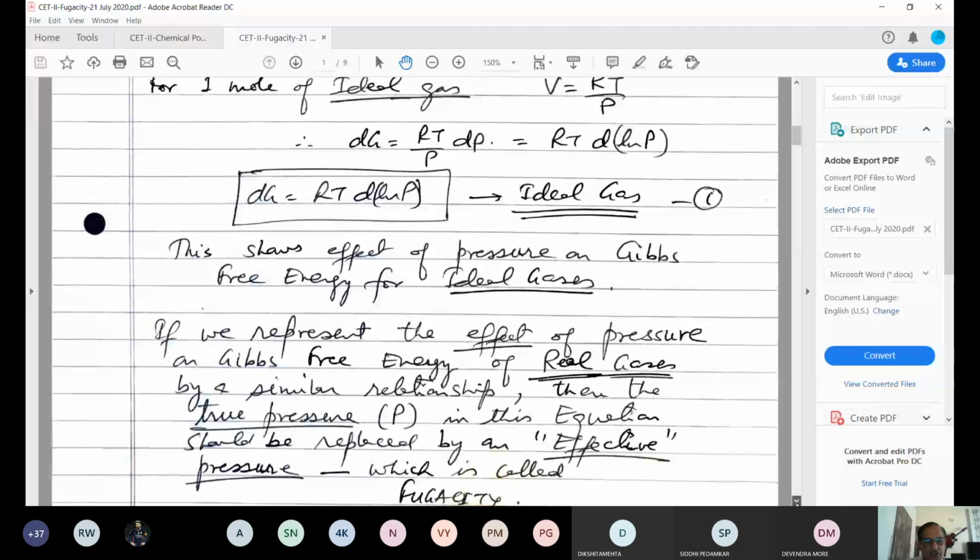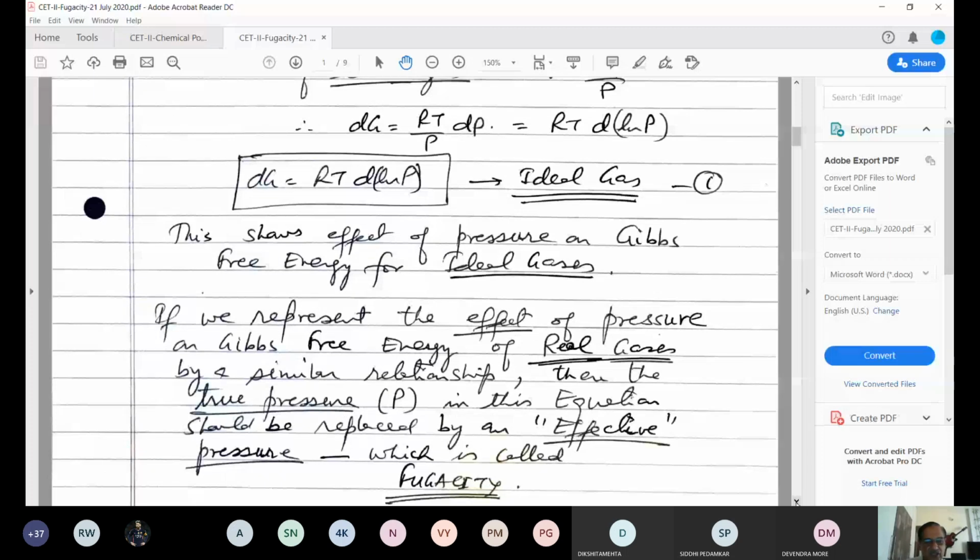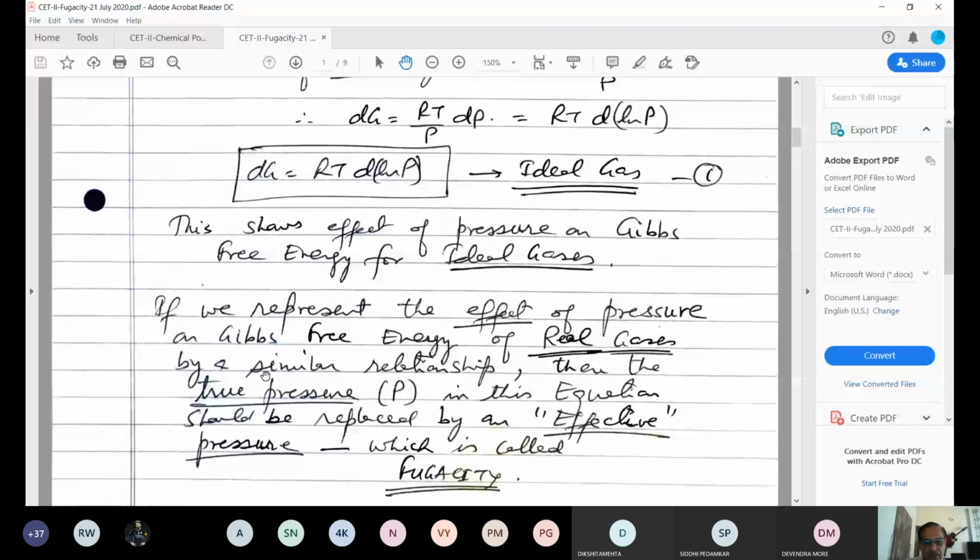If we represent the effect of pressure on Gibbs free energy of real gases by a similar relationship, this is for ideal gas, dG is equal to RT dln P, then the true pressure in this equation, that is P, should be replaced by an effective pressure, which is called fugacity. If I can use this equation for ideal gas, I want to use a similar equation for real gas, but I need to define some other term for P, because P is not applicable for real gas. We have seen that for van der Waals also, we take P plus a by V square, we don't take P. So we define a similar term to replace P, and we call that fugacity.